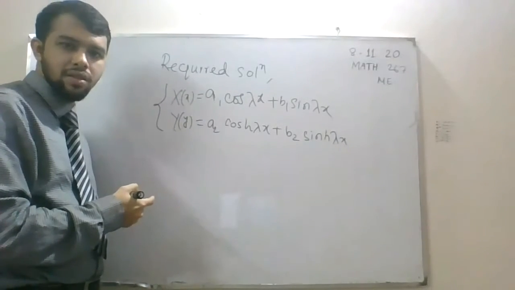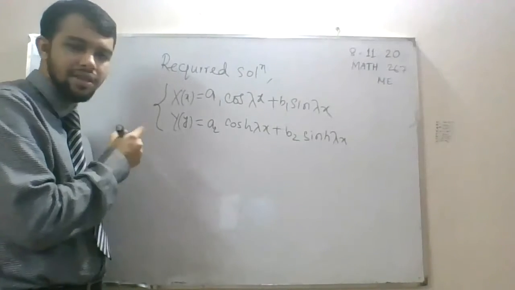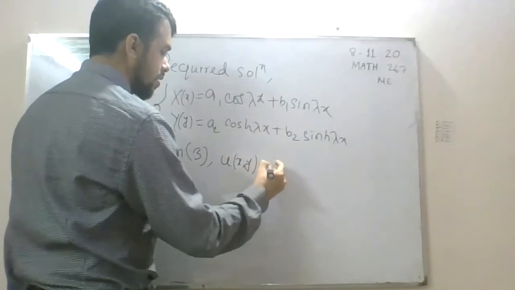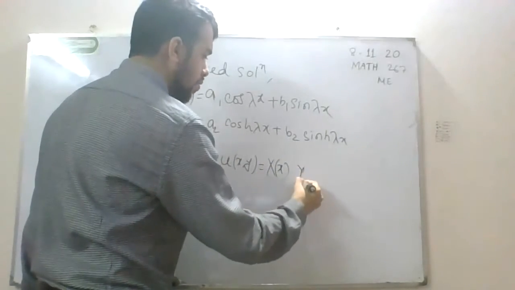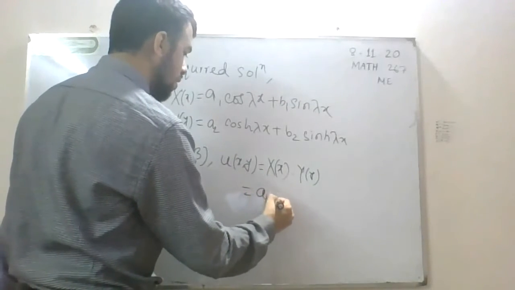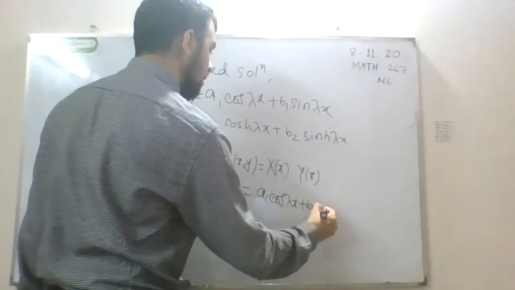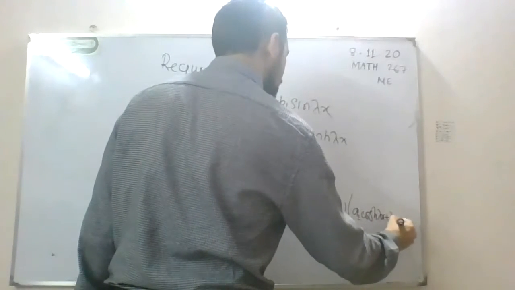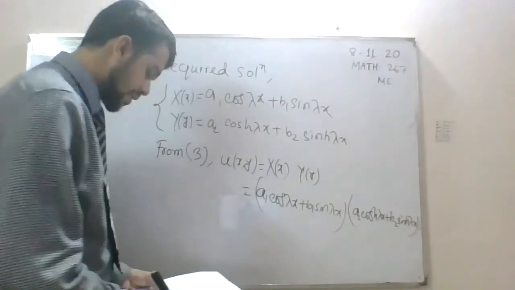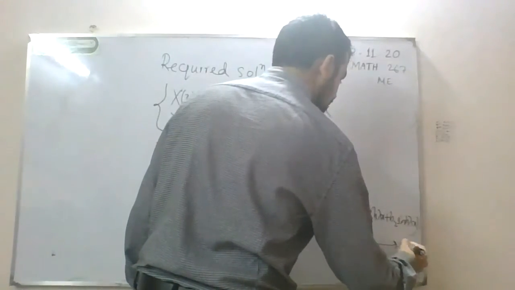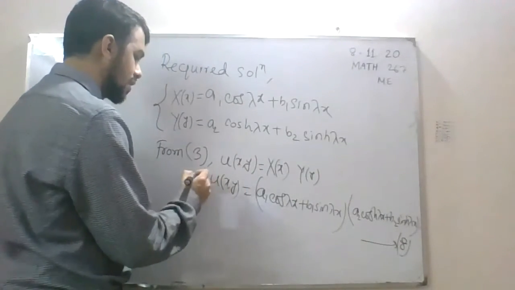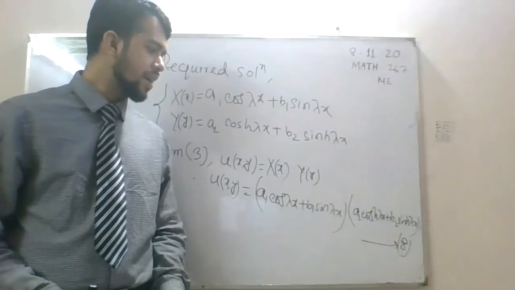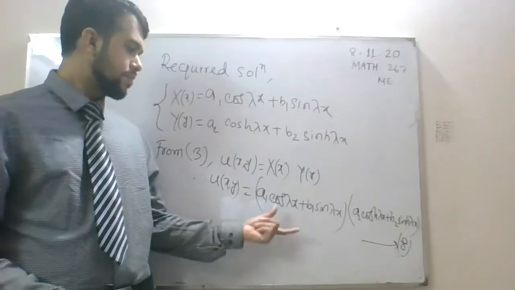So here I'll take X and Y, that means the solution of 6 and 7. Now using these two things you can say from 3, u equals to X into Y, which is a1 cos lambda x plus b1 sin lambda x and also a2 cos hyperbolic lambda x plus b2 sin hyperbolic lambda x. This is equation 8. So this is our solution, u(x,y) equals to (a1 cos lambda x plus b1 sin lambda x) into (a2 cos hyperbolic lambda x plus b2 sin hyperbolic lambda x). So this is the result.